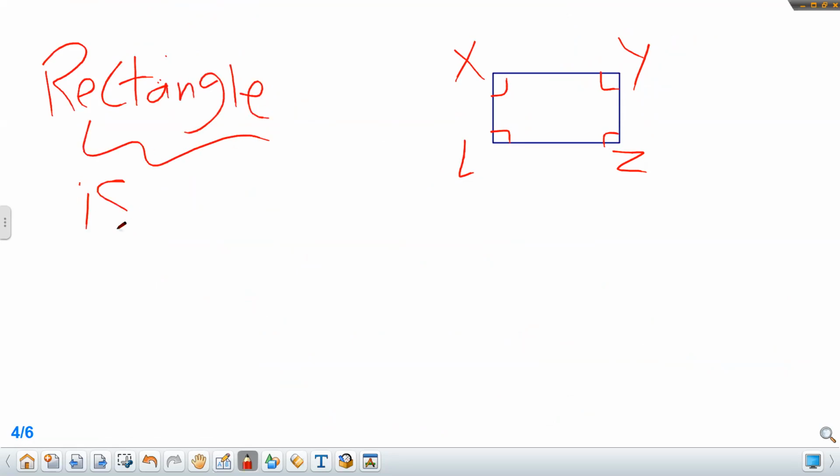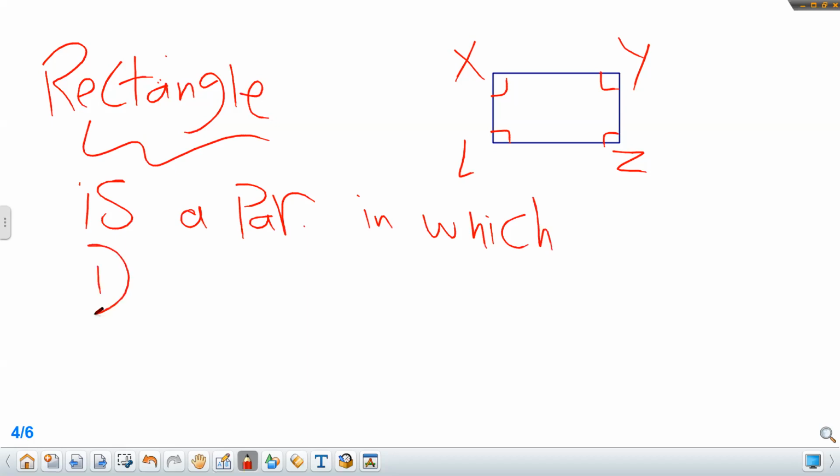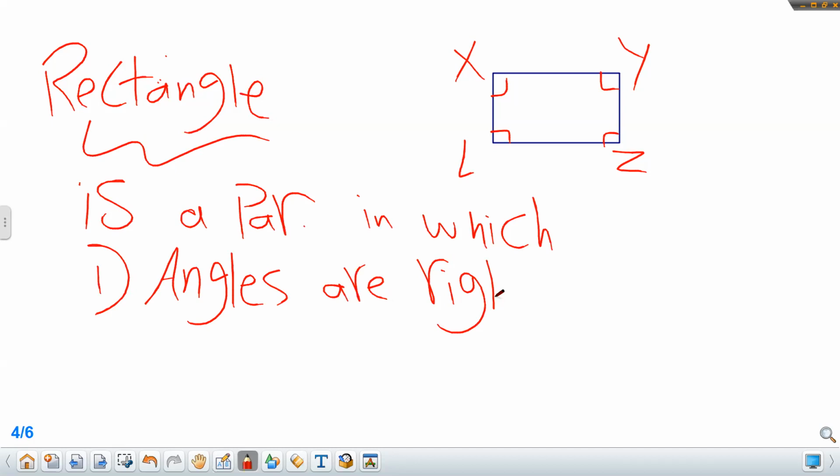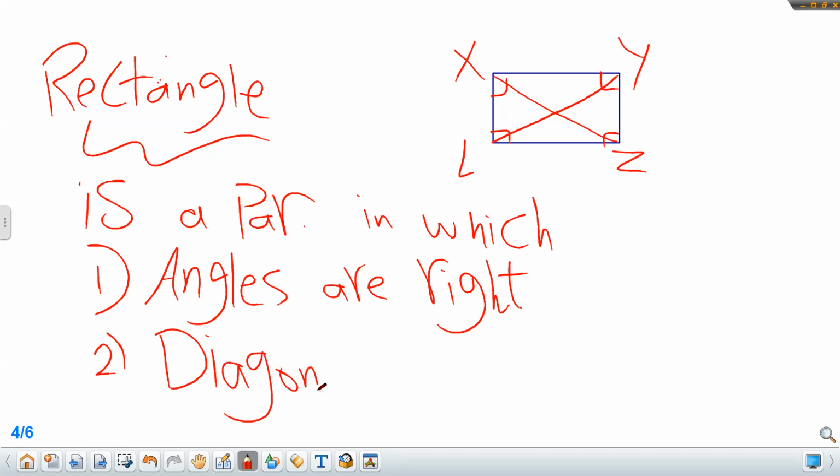The rectangle is a parallelogram in which, number 1, all angles are right. Number 2: what about sides? Do you have four equal sides? No. Each two opposite sides are equal, like the parallelogram. No problem, but I need additional properties. What about diagonals? Yes, good. The diagonals are equal. So the diagonals here are equal.